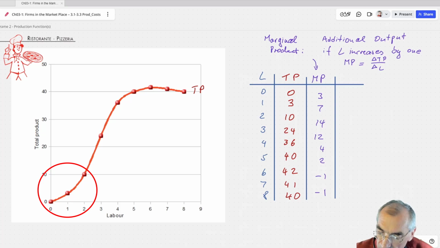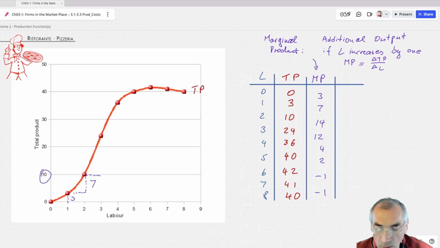We can show the 3 here between the 0 and the 1, and then we start at a level of 3, we go up there, we can see the 7, and when the third worker, when Leonardo comes, then we start at a level of 10, I'm sorry, here there's 10, and go up to 24, which is 14, and so on. Let me quickly add the others. The step function shows the marginal changes.